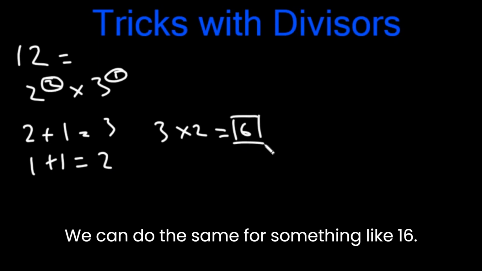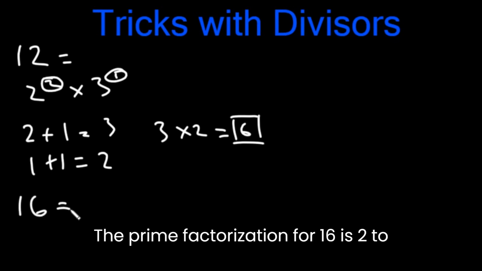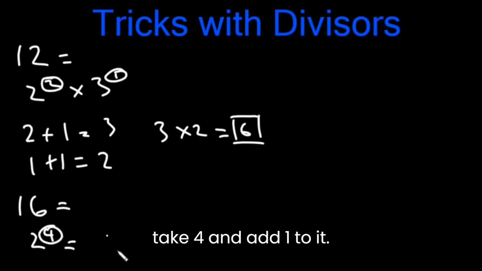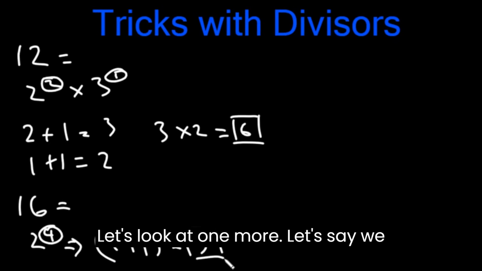We can do the same for something like 16. The prime factorization for 16 is 2 to the 4th. So all we have to do is take 4 and add 1 to it. This is just 5.